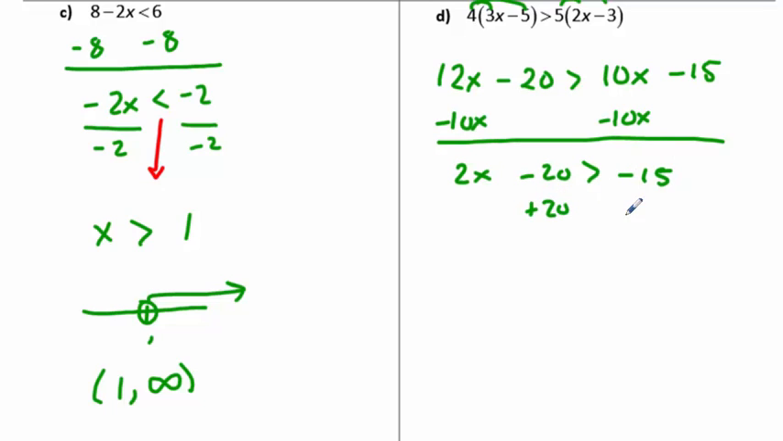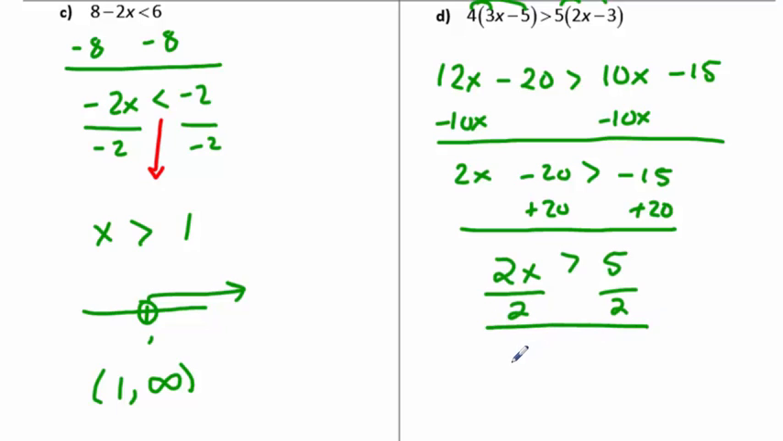Then add 20 to both sides to get your 2x by itself. 2x is greater than 5. And divide both sides by 2 to get the x. We're dividing by a positive number, so the inequality is not flipping. We're just going to have x is greater than 5 halves.